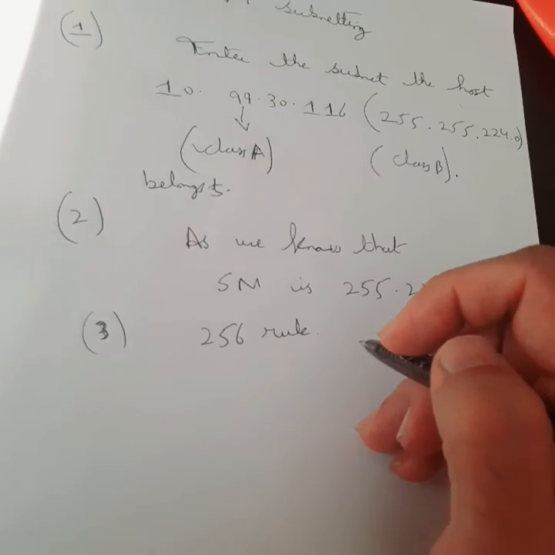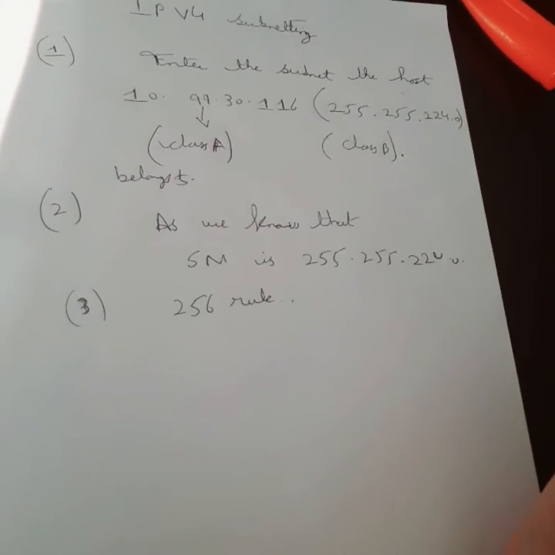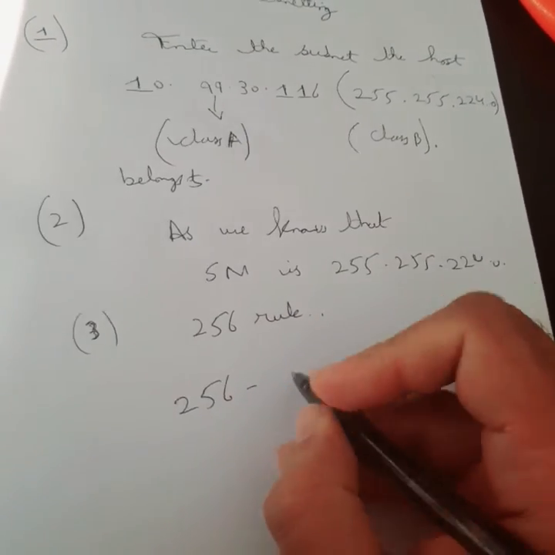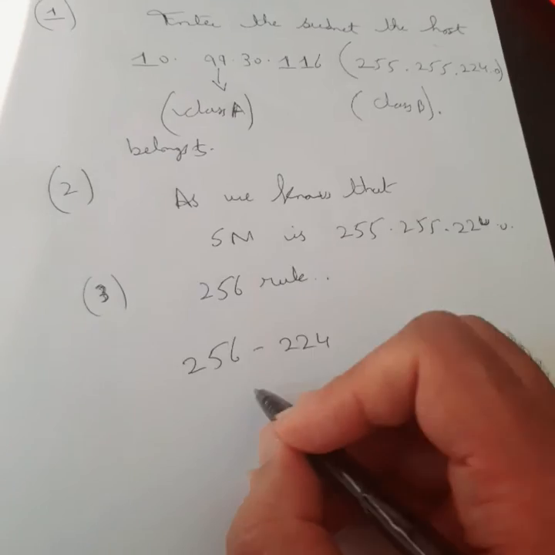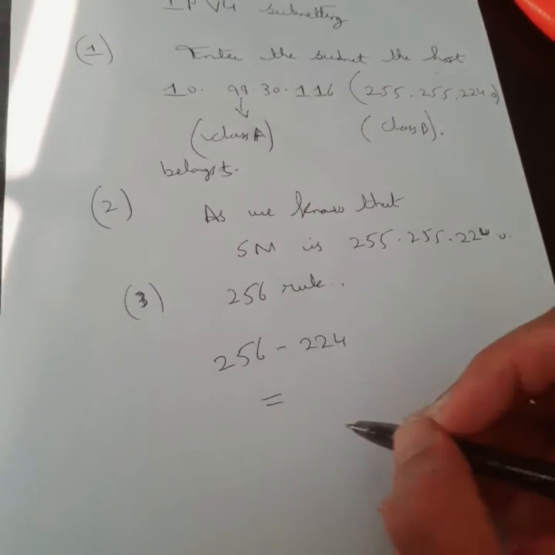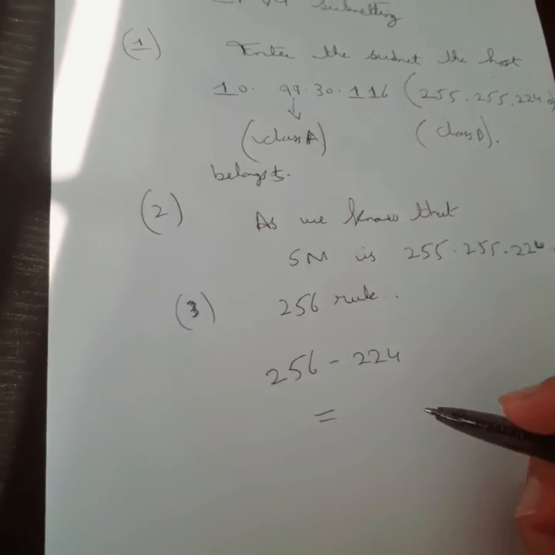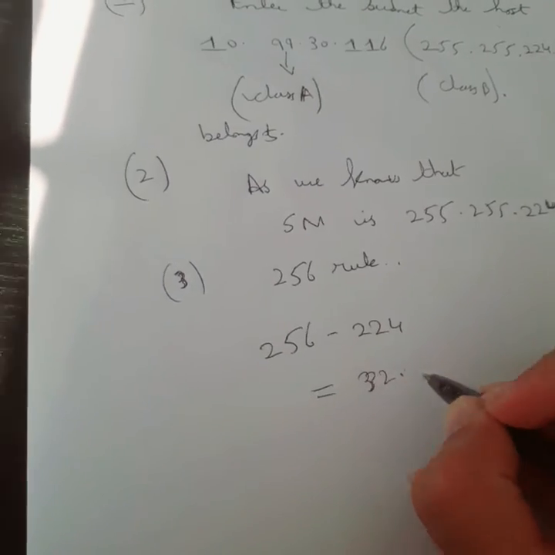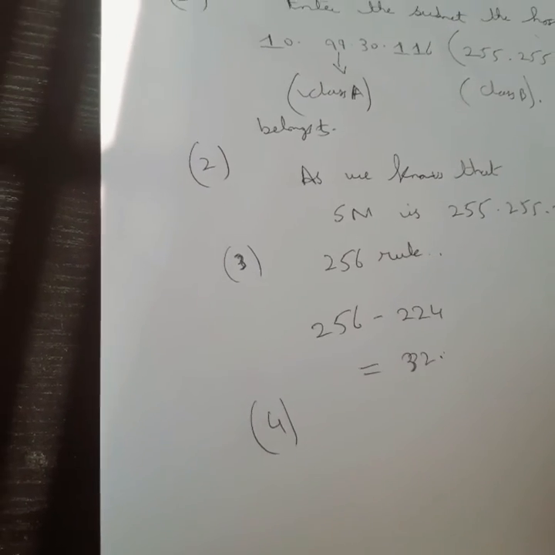Right. As we've got the subnet mask, we'll apply the 256 rule. So according to the 256 rule, I'm going to subtract 224, which is here, from 256. So our answer is going to be 32, which means we have just found out our ranges, which is brilliant.